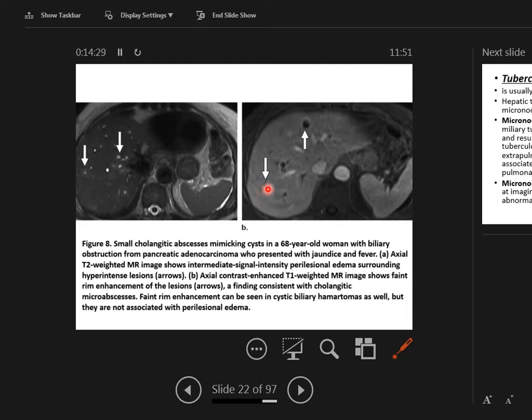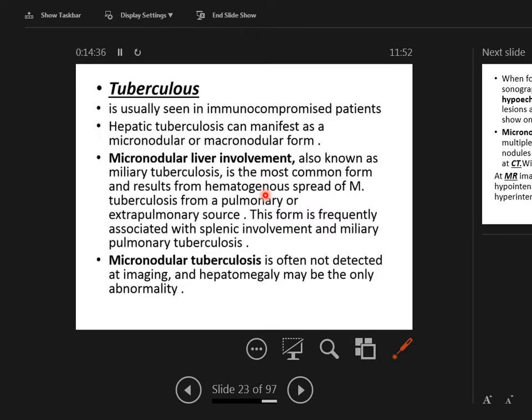Also, we can see the wall enhancement here. Tuberculosis is seen in immune-compromised patients. Tuberculosis can manifest as micronodular or macronodular. Macronodular is the most common, and can be present as small multiple nodules, or sometimes coarse texture of the liver and hepatomegaly.